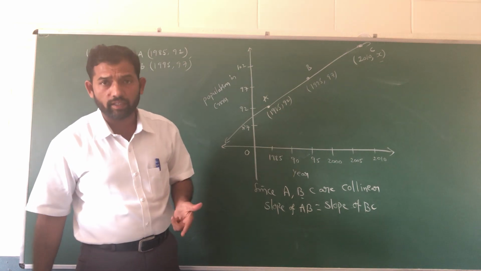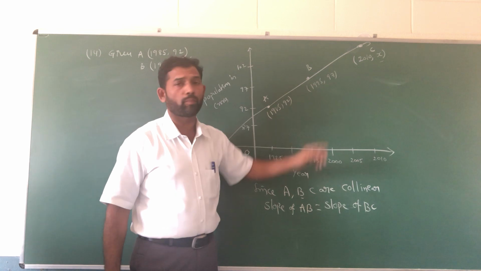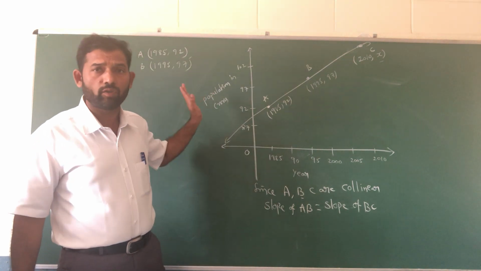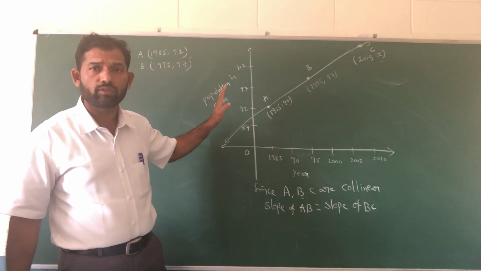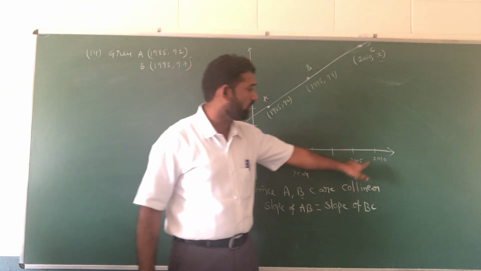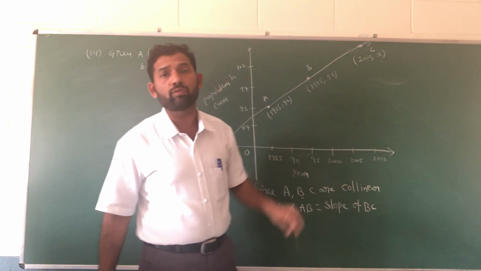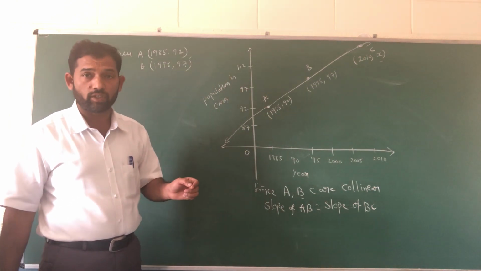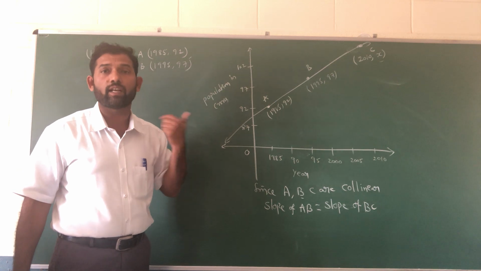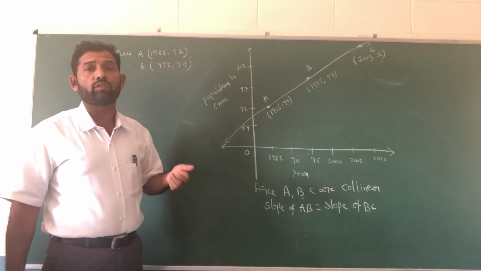They are asking what is the slope. This is one point, this is another point. If you know 2 points, you apply the slope formula and you will get the solution. They are also asking what is the population in 2010? So 2010 comma x means what? X indicates the population in 2010.